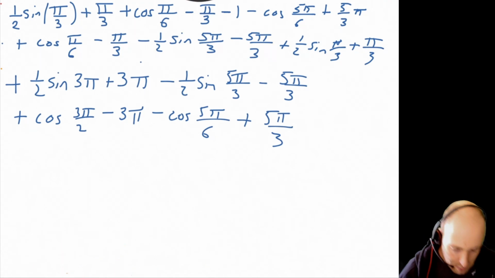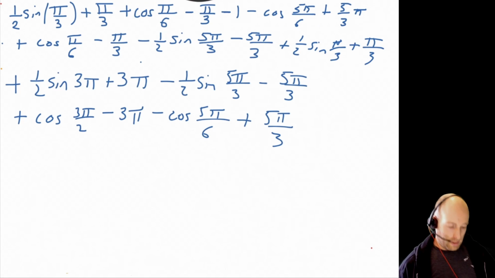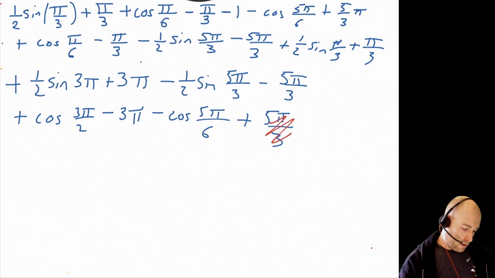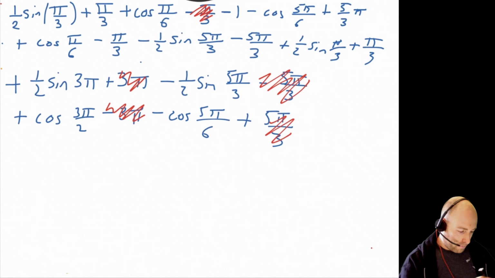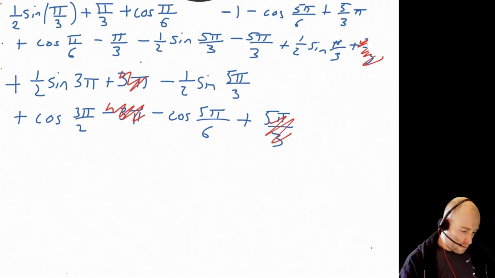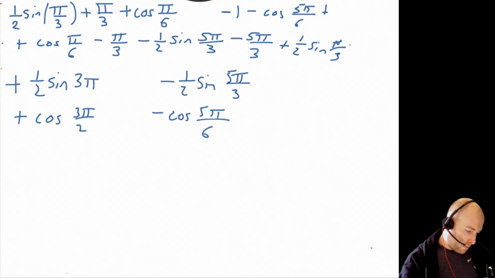Okay, so if we go through this, hopefully there's some stuff that I can just cross out because we've added it and subtracted it. There's a 5 pi by 3 and a minus 5 pi by 3, so they're gone. Plus 3 pi minus 3 pi, so they're gone. Back at the top, there's minus pi by 3, plus pi by 3, so those are gone. Becoming clearer. We've got plus pi by 3 and minus pi by 3, so those can go.